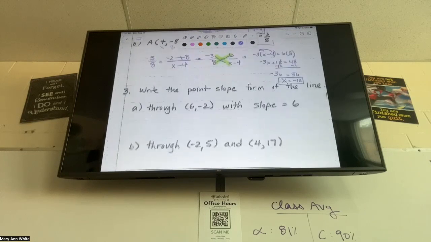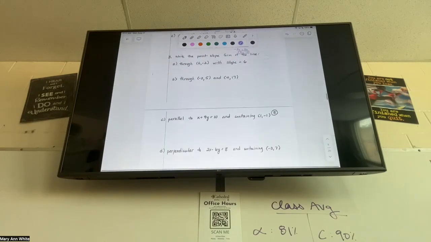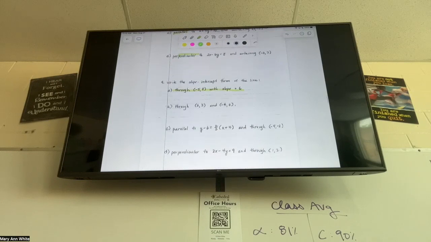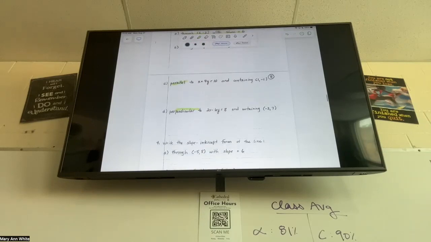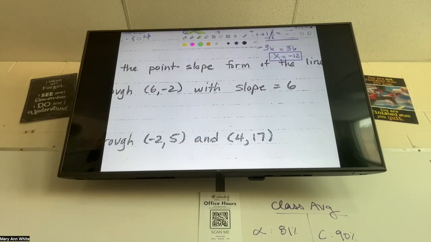All right, moving on. Now, the next 2 problems are basically the same. It will give us the same idea. Like the first one gives us a point and a slope, 2 points, parallel, perpendicular. Number 4 looks exactly the same. A point and a slope, 2 points, parallel, perpendicular. The only difference between these two sets of problems are the directions. The directions for number 3, the one that we're on right now, says write the point slope form of this line. Who remembers point slope form?